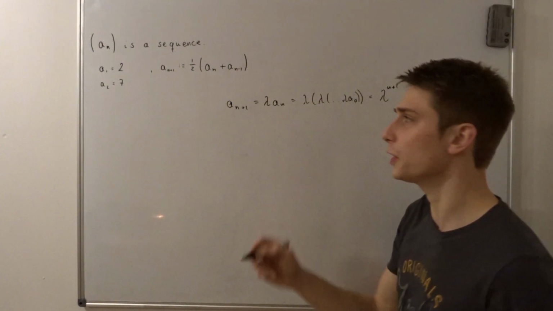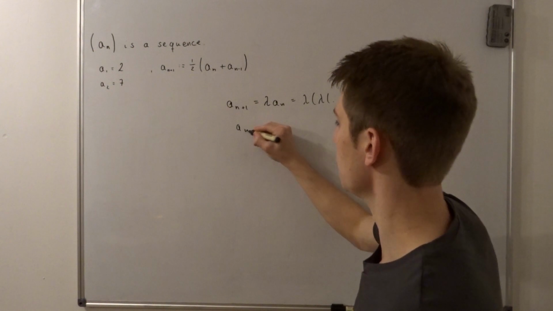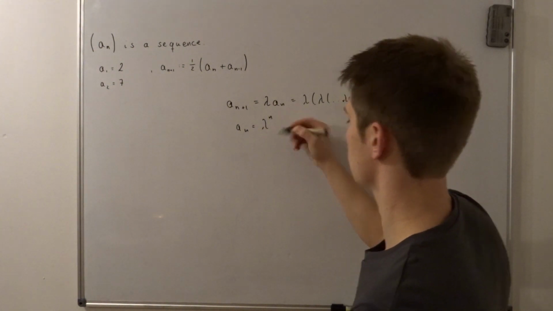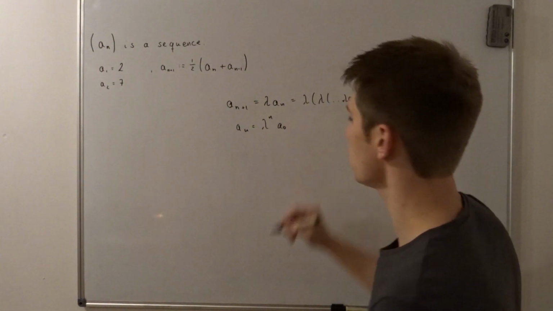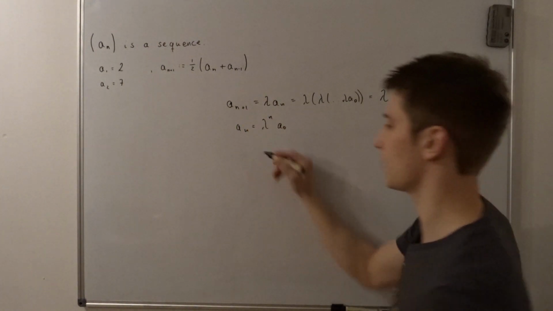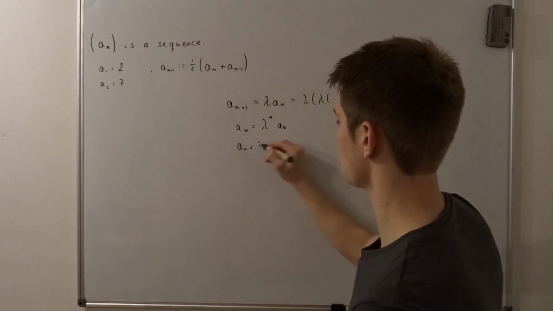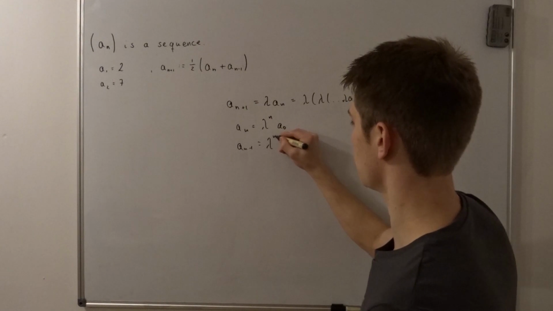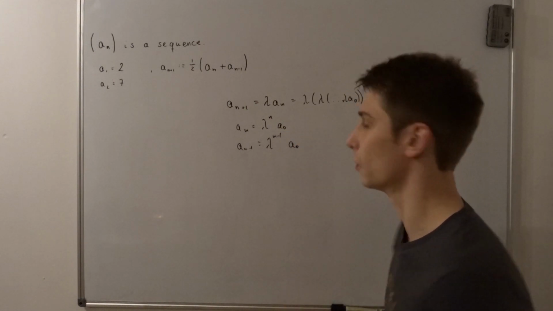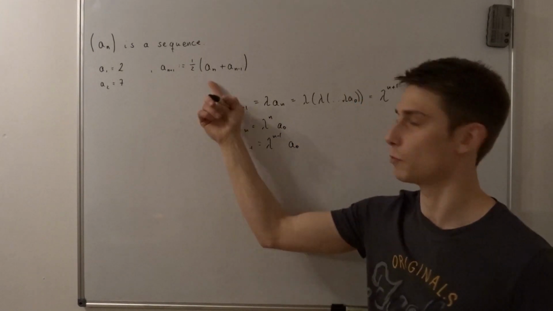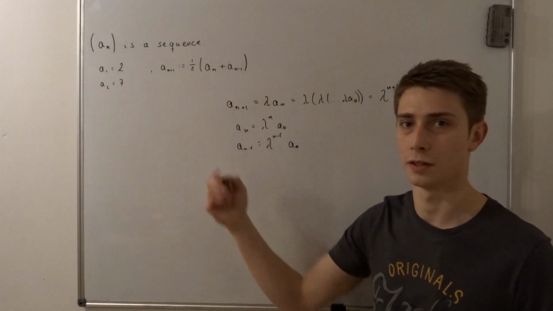So if we use this formula, we would end up with a_n equals lambda to the nth power times a_0. And if we use this on a_(n-1), that would equal lambda to the (n-1)th power times a_0. And now we can plug all of this information in, and we can solve it.